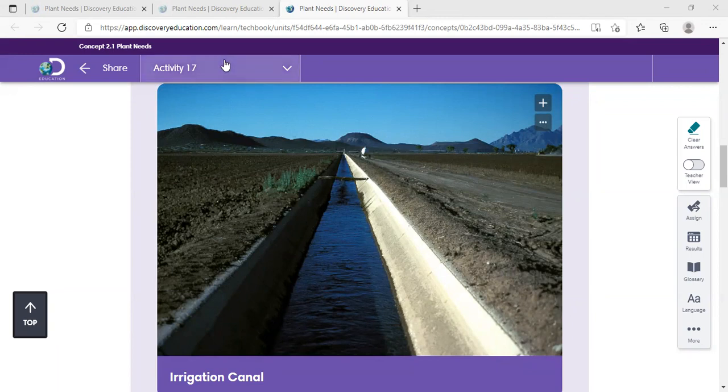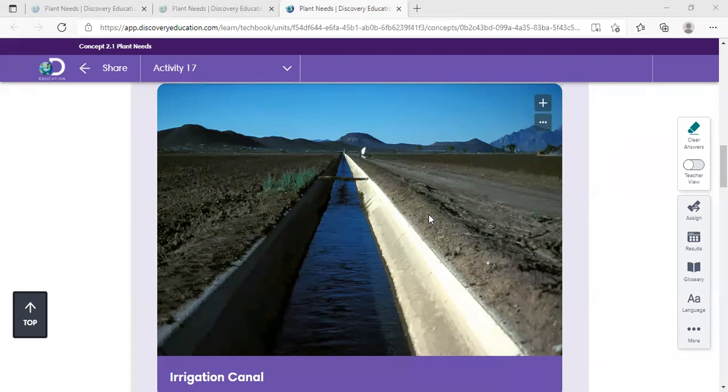Faisal. Yes, Mr. What are the advantages and disadvantages of irrigation canals? In here the picture? Yes. Yeah, okay. The plants, it's in many places, and it will be taller. Okay, thank you.